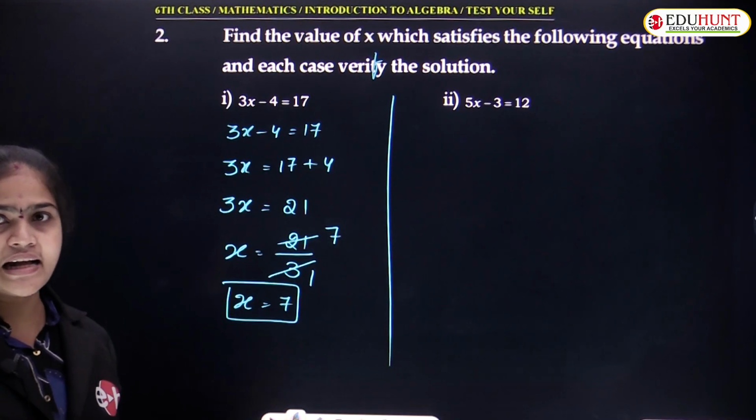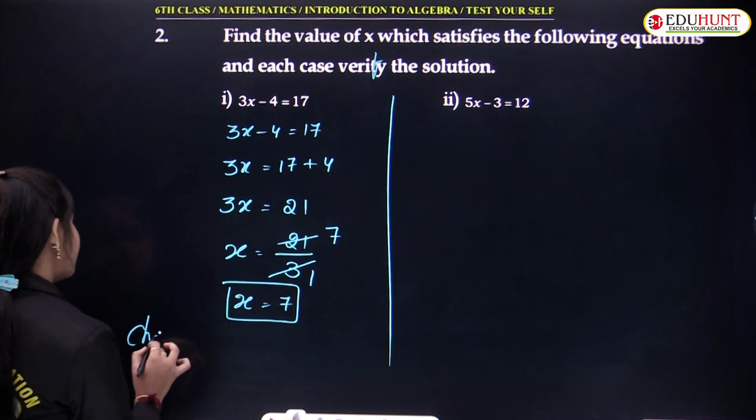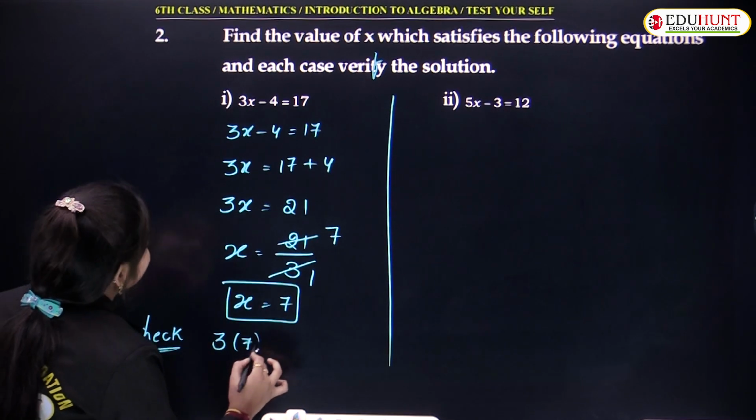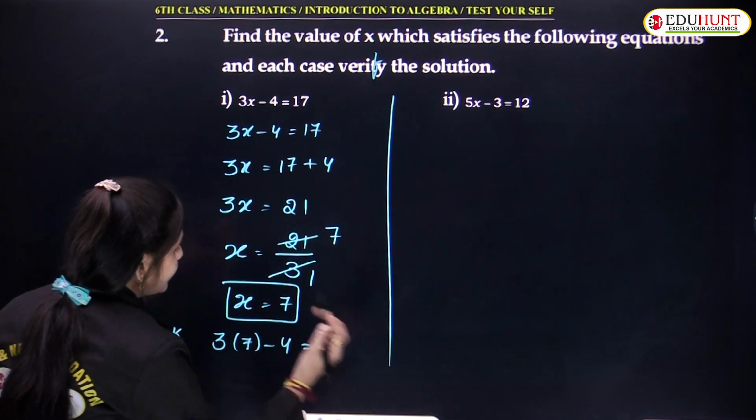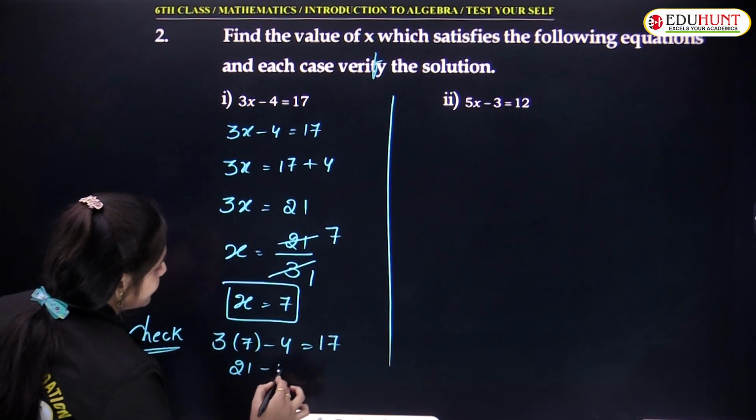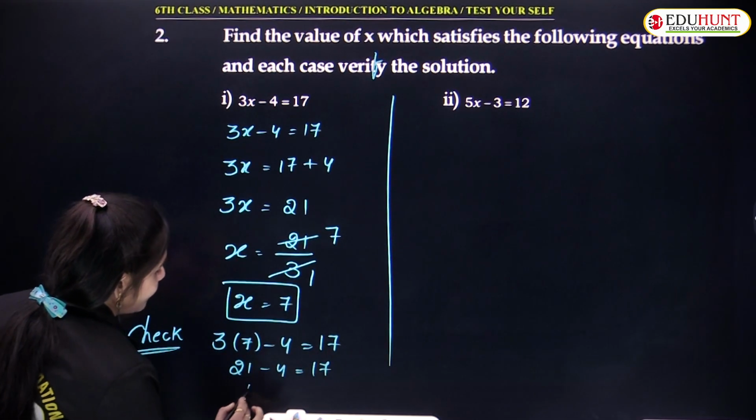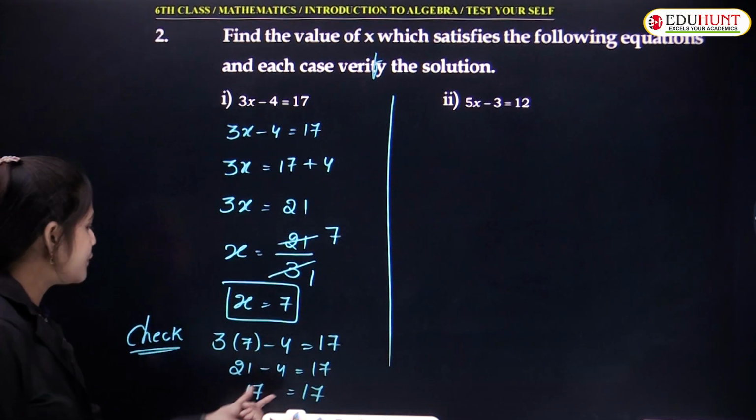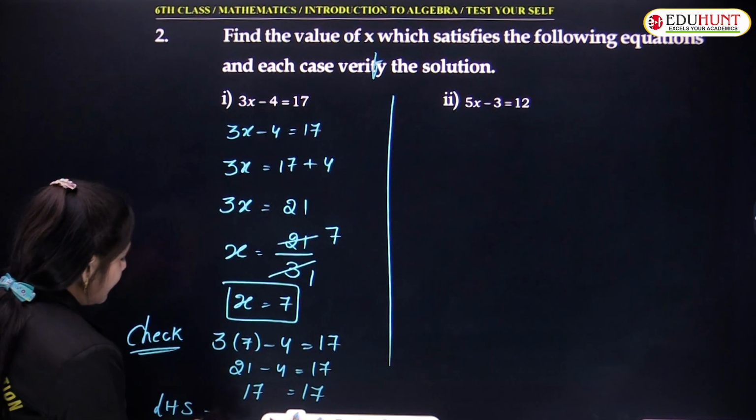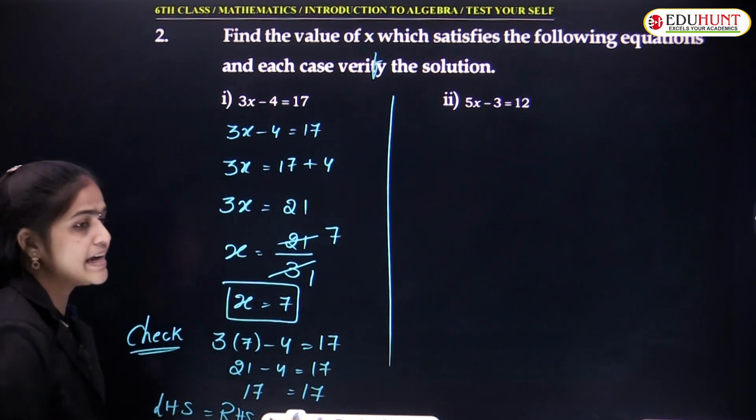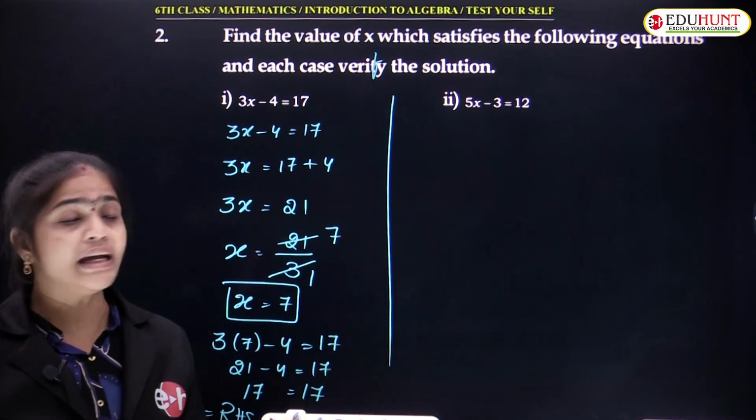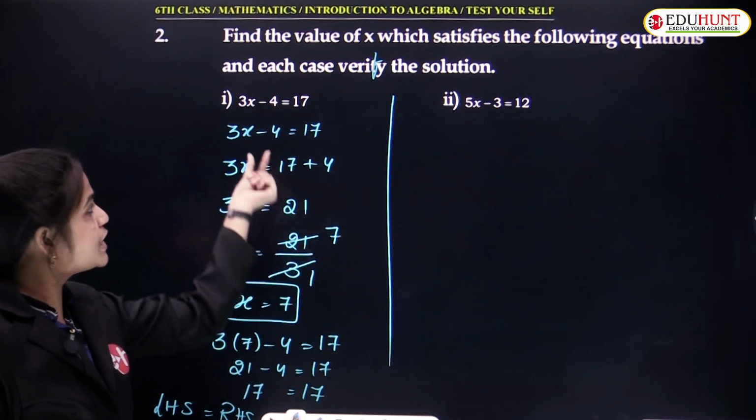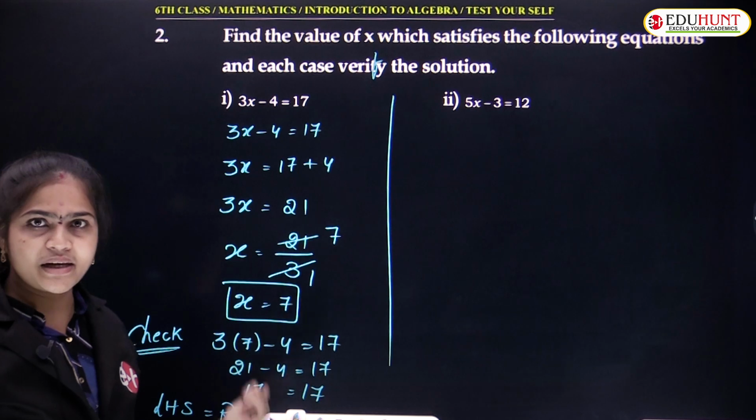They also ask to verify the answer, so checking is required here. 3 into 7 minus 4 is equal to 17. 3 sevens are 21, minus 4 is equal to 17. Finally, 17 is equal to 17. Is it satisfying or not? 21 minus 4 is 17. Finally, LHS is equal to RHS. Hence, it is verified. So x is equal to 7 satisfies the given equation. Am I clear?